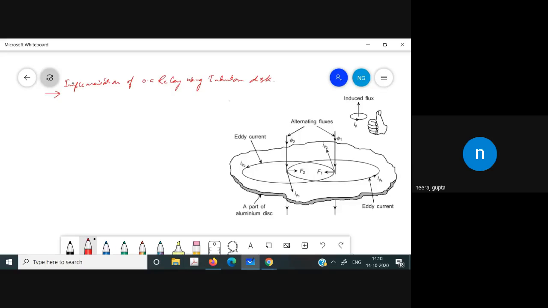In order to understand the working of this type of relay, that is the induction disc type relay, let us see how the torque is produced by two alternating fluxes acting on the same metallic but non-magnetic rotor. So we have this rotor, which is metallic, non-magnetic rotor.